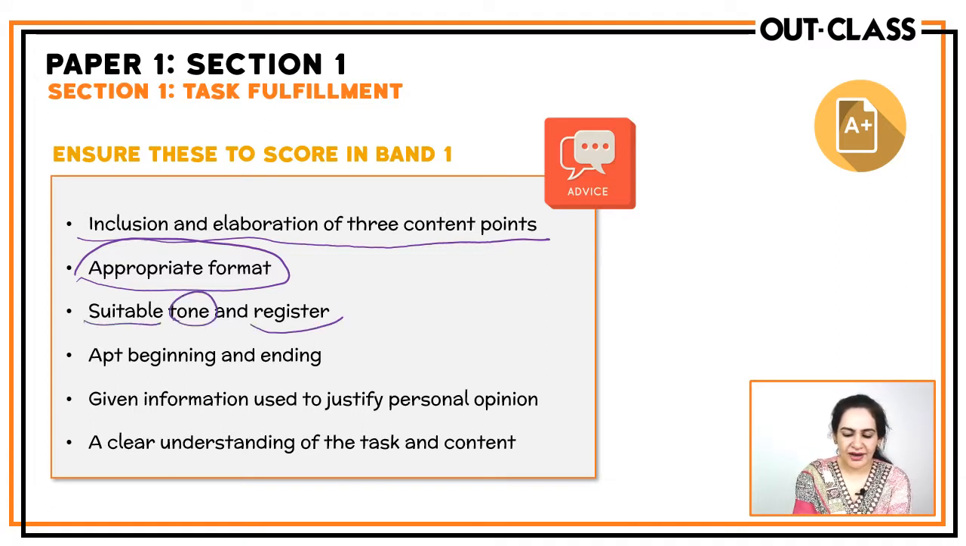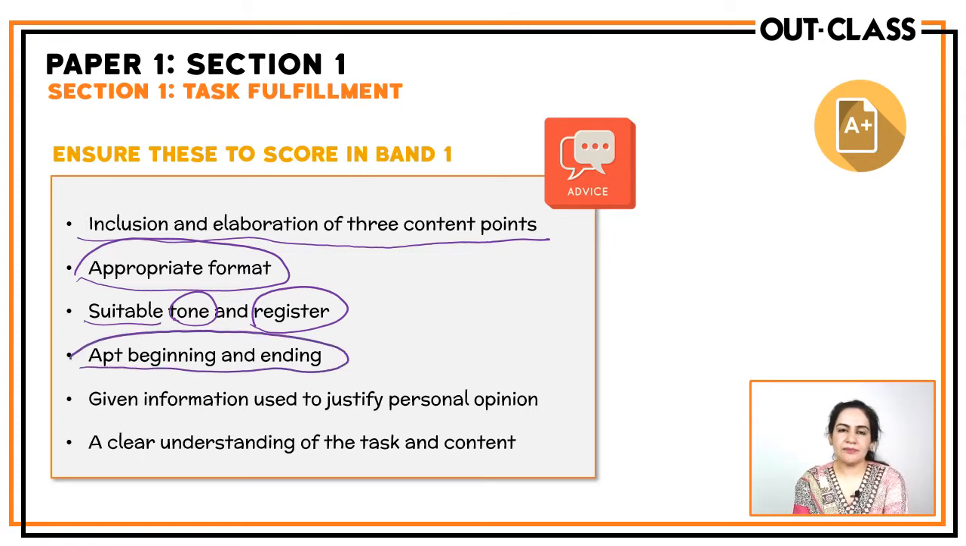A suitable tone and register. So tone and register is something that will keep reappearing during the course of a directed writing session here. Apt beginning and ending, a suitable beginning and ending. Again, if you're writing to the principal to inform, it should begin accordingly. And if you are writing to the police as an eyewitness, the beginning should be in keeping with that. And ending is where you sum it all up. It should be a conclusive ending in your directed writing. So it shouldn't have a new movement ahead. It should be more like wrapping it all up.